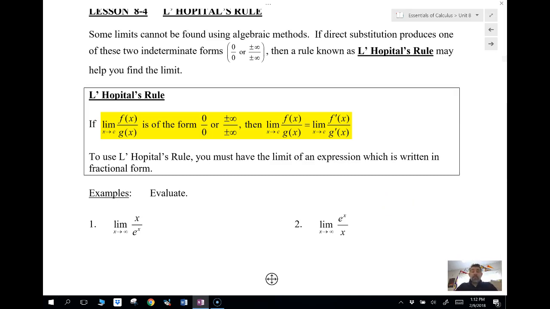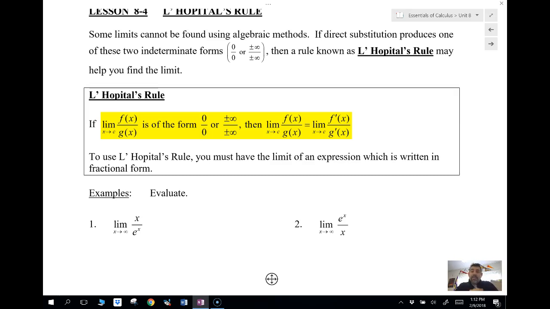So let's suppose we have some limits that we can't really use algebraic methods with. So we might want to use something else. If direct substitution, where we plug in the value, doesn't work and we end up with indeterminate forms. The two indeterminate forms that we're going to look at in this class, this is for AB calculus, are 0 over 0 or negative infinity over positive infinity, basically infinity over infinity. So whenever we get those two indeterminate forms, we're going to use what we call L'Hopital's rule.